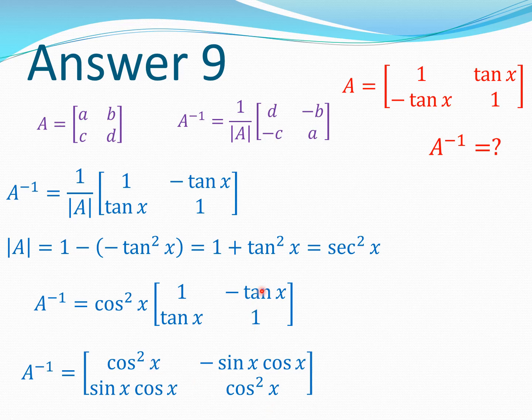I can bring the cos square x inside here, so I get these two cos square x terms. Tan x is nothing but sin x by cos x, so sin x by cos x multiplied by cos square x simply gives me sin x into cos x, which gives me this as the inverse of this matrix. So that was another straightforward problem, but it's something which tests a very basic and fundamental skill about whether you know how to invert a given matrix.